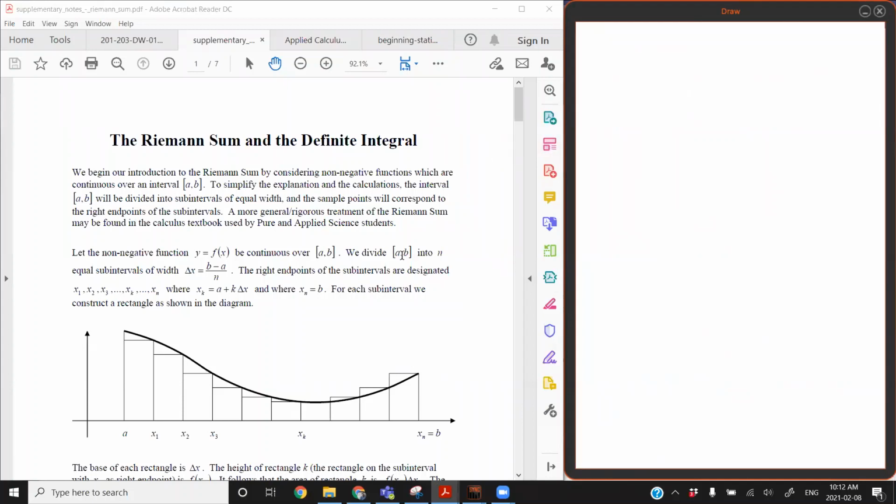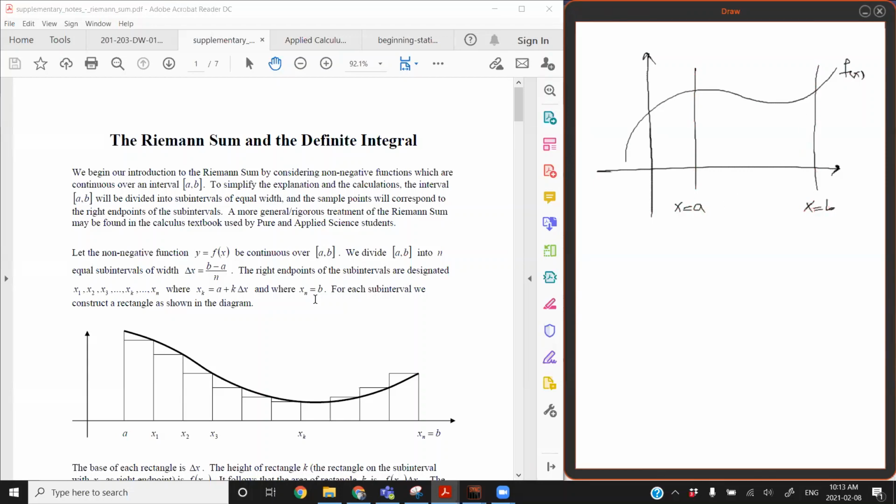Riemann sum and the definite integral. In this section, we're assuming that we're dealing with a continuous positive function. So you have a function f of x, and let's say this function is positive from when x is equal to a to when x is equal to b.